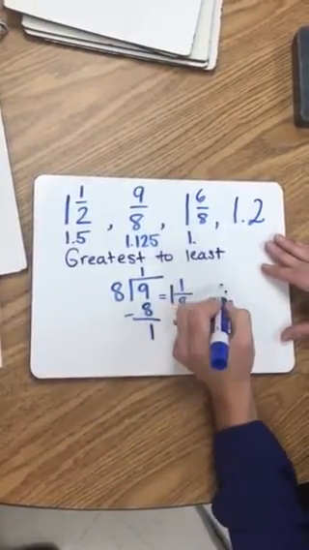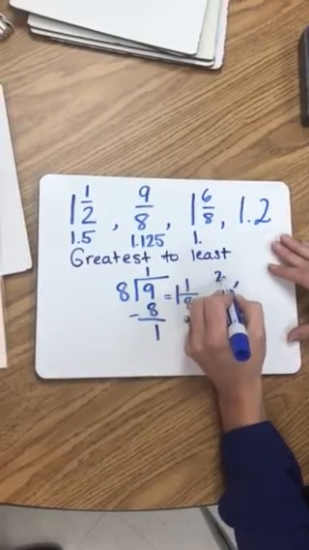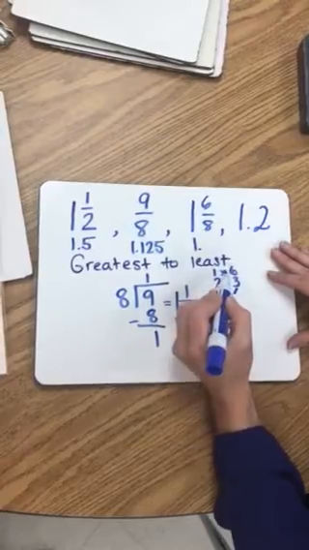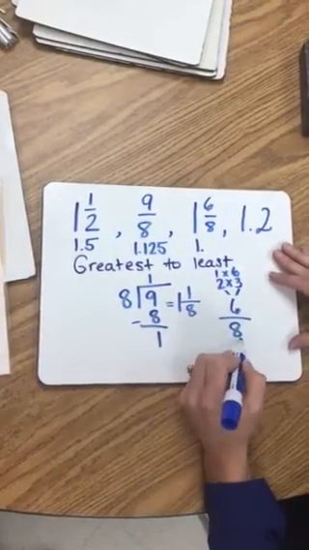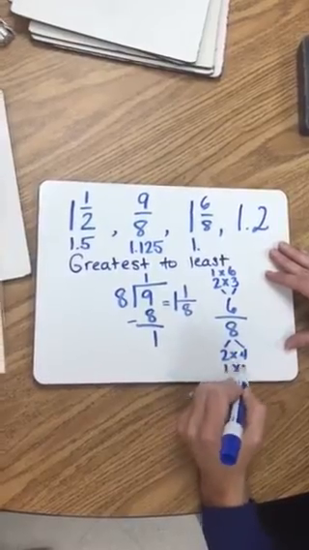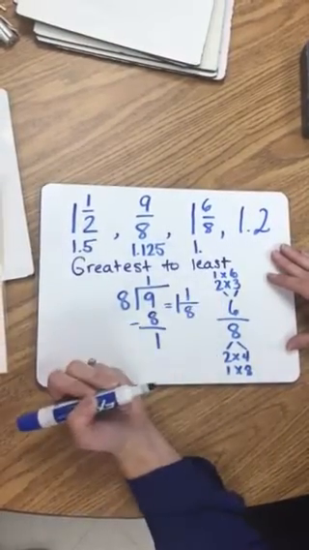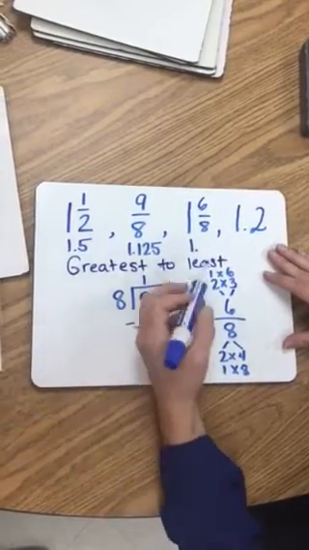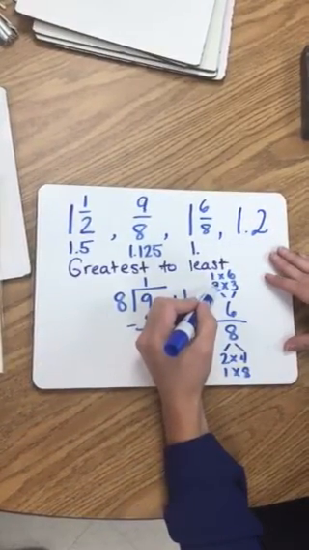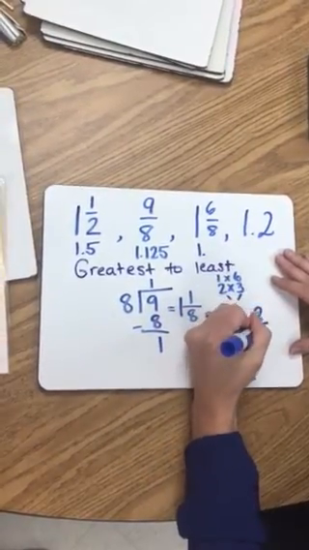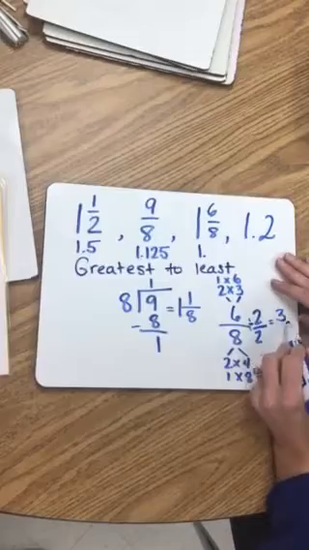All right, so what are my factors of 6? I know that 2 times 3 gets me 6, and I know 1 times 6 gets me 6. All right, let me go to 8. So I know 2 times 4, and I know 1 times 8. And the largest number that they have in common, that greatest common factor, it looks like is going to be, not 3. It looks like it's going to be 2. So I'm going to divide the top and bottom by 2. And I should get 3/4.